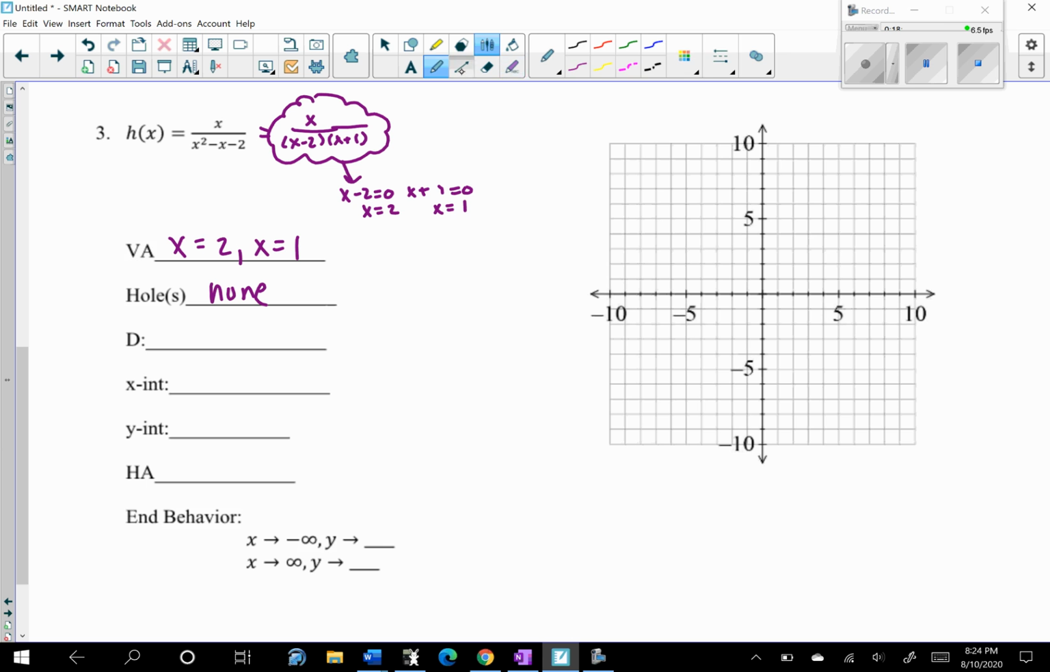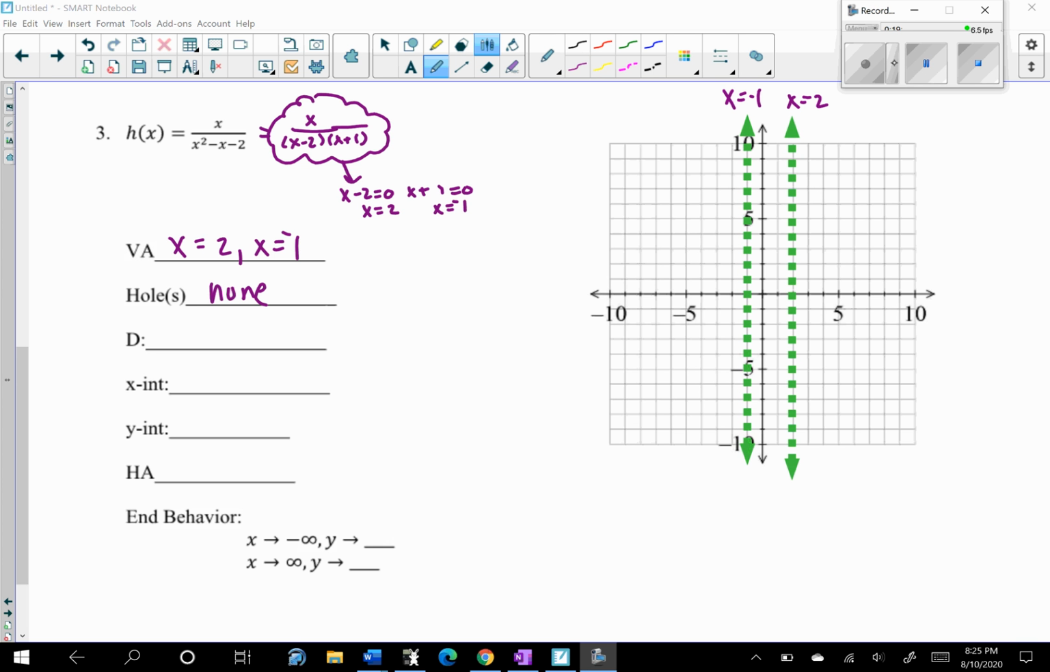So I'm going to go ahead and graph that using my ruler. So we have asymptotes at, oops, and that should have been negative 1. Negative 1, sorry about that. And so we have negative 1 and positive 2.